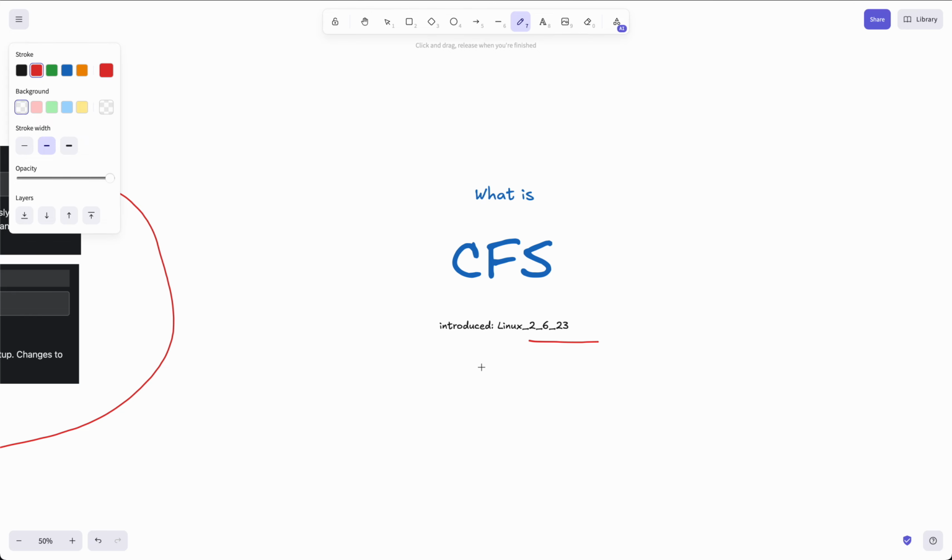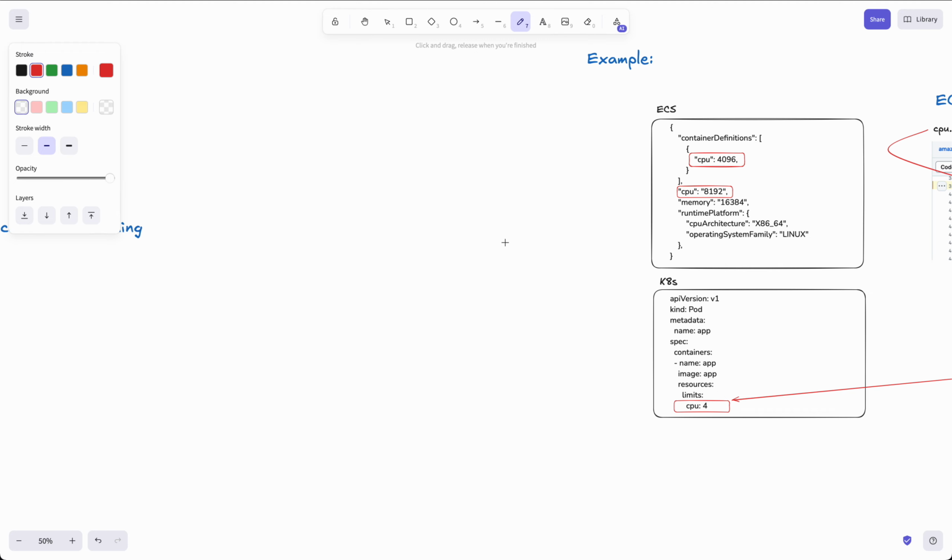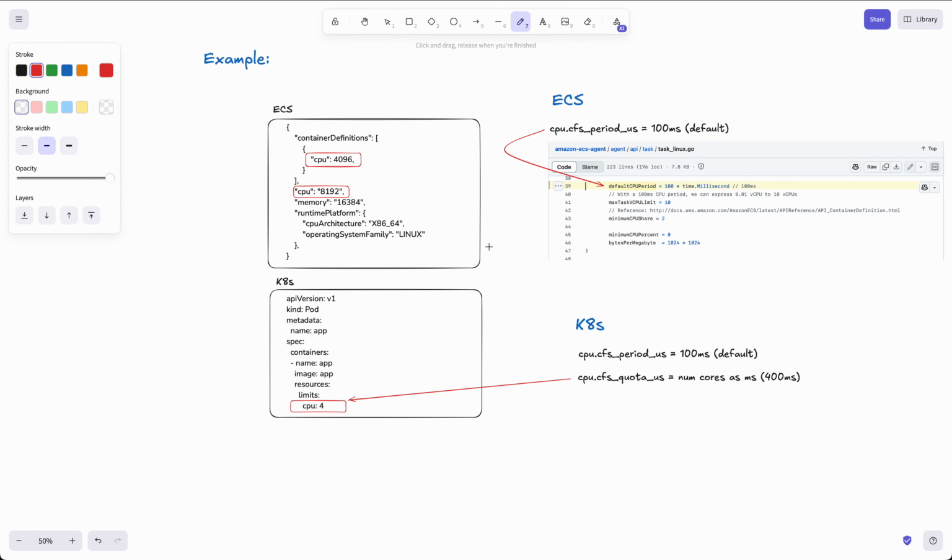Now, what are the actual performance implications of running Go on containers? I think to really help drive this issue forward, I've put together just a little example with some screenshots. And the first one is running Go in ECS. So you can see I've got a task definition here where I'm running a single container which has a CPU of 4, but my task has a CPU of 8. You can express the same below in Kubernetes. As you can see here, I'm setting the CPU limit for my container to 4.